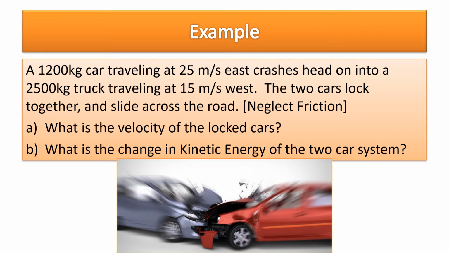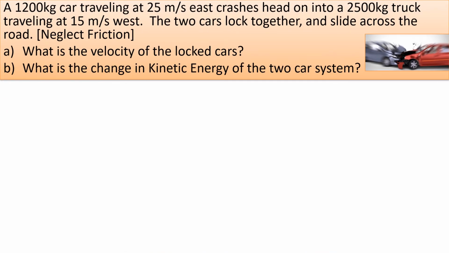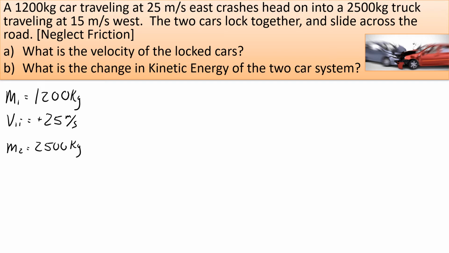All right, so let's take a look. We'll write the givens down. M1 is equal to 1,200 kilograms, and it's initially traveling with a velocity of 25 meters per second east, so that's positive. And then the second mass, the truck, is 2,500 kilograms. It's more massive, but it's moving slower. The initial velocity is 15 meters per second west, and we use the negative sign.